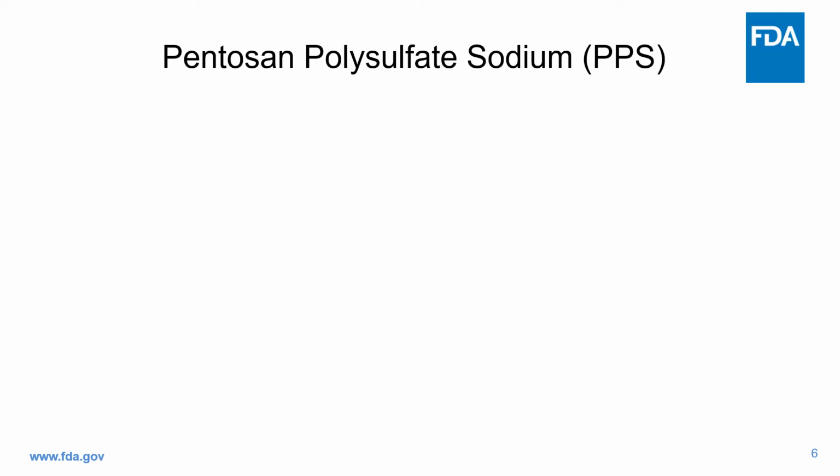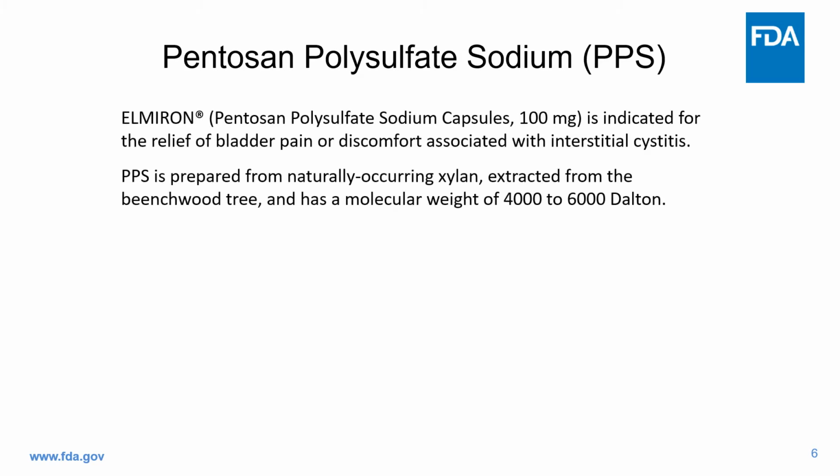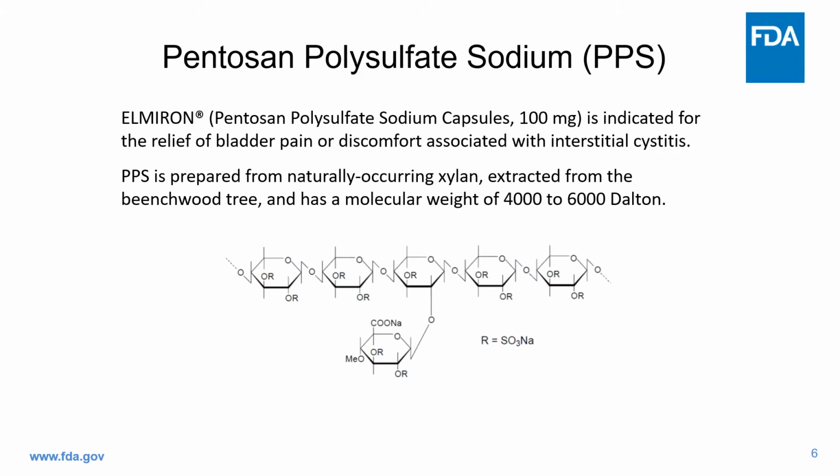Pentosan polysulfate sodium was approved in 1996. It is indicated for the relief of bladder pain or discomfort associated with interstitial cystitis. PPS is a semi-synthetic heparin-like macromolecular carbohydrate derivative. It chemically and structurally resembles glycosaminoglycans. It is prepared from naturally occurring xylan extracted from the beechwood tree. PPS has a molecular weight of 4,000 to 6,000 dalton. The structure of PPS is shown in the bottom of the slide.